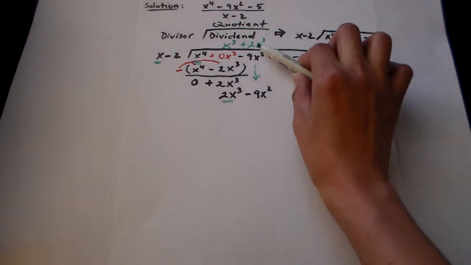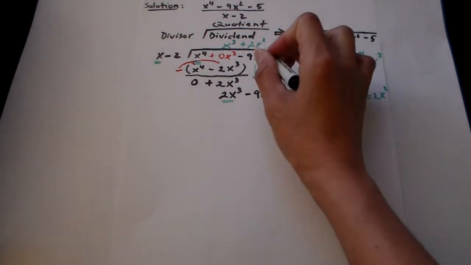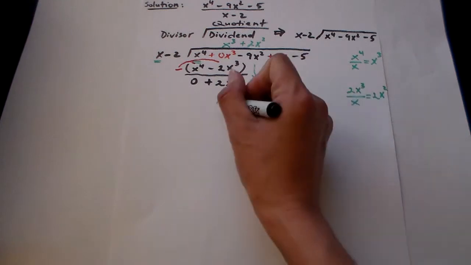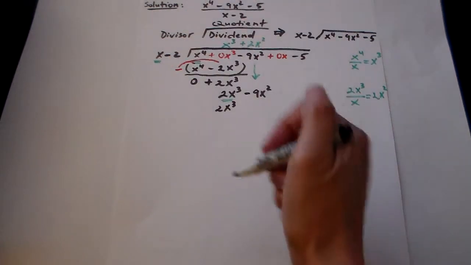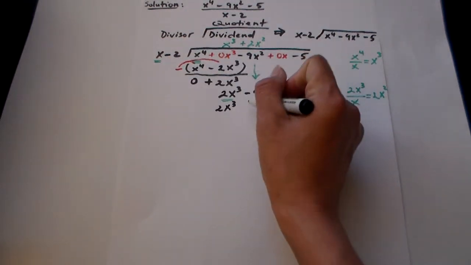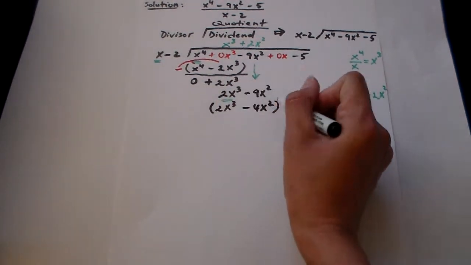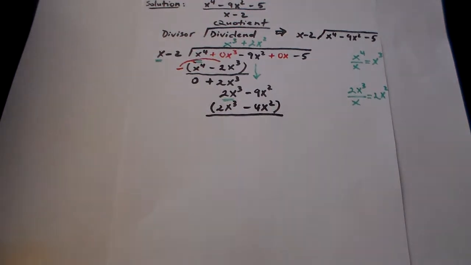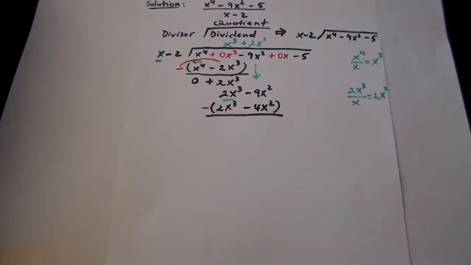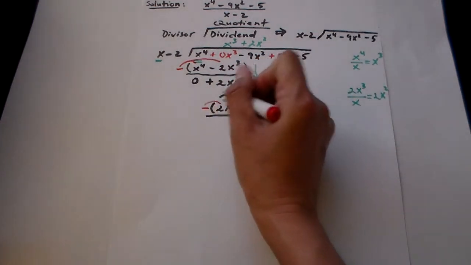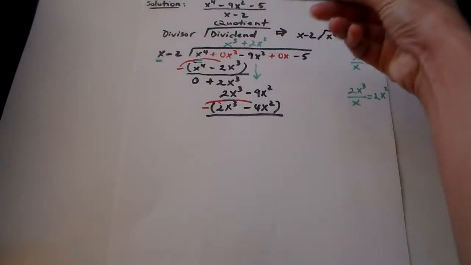From here, you take 2x squared, multiply by the divisor. So 2x squared times x is 2x to the third. Okay? 2x squared times negative 2 is negative 4x squared. Okay? And put them in the parentheses and subtract them. And you see every step is very similar. And then distribute this negative sign to every term inside the parentheses. I always perform from the bottom to the top.